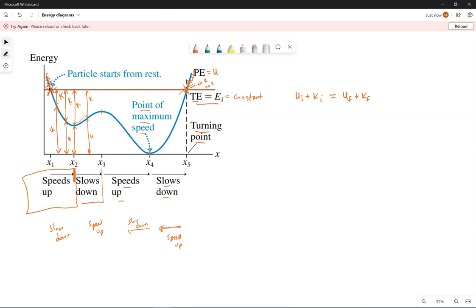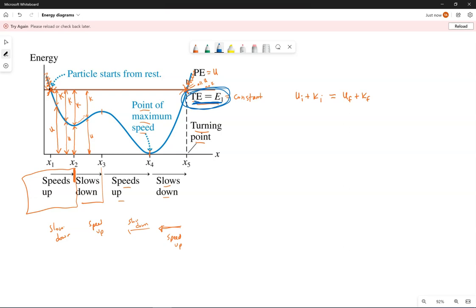The total energy in any given system depends on the maximum height if we're talking gravity. It depends upon the maximum stretch or compression of a spring if we're talking a spring. So this total energy line is specific to a given problem.